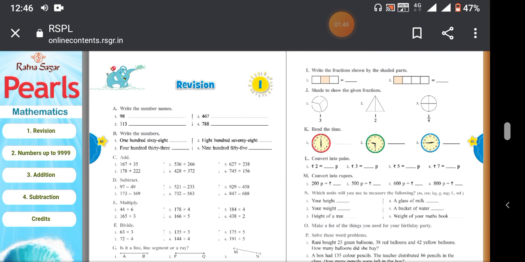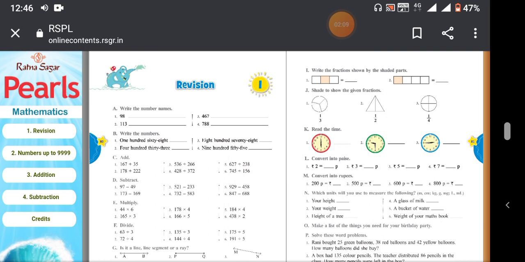Then G, is it a line segment or an array? You should observe these diagrams, first, second and third, and write their names. It may be a line, a line segment, or an array.